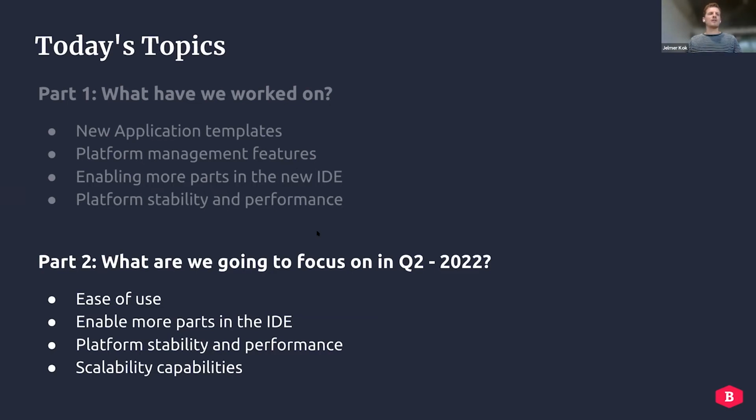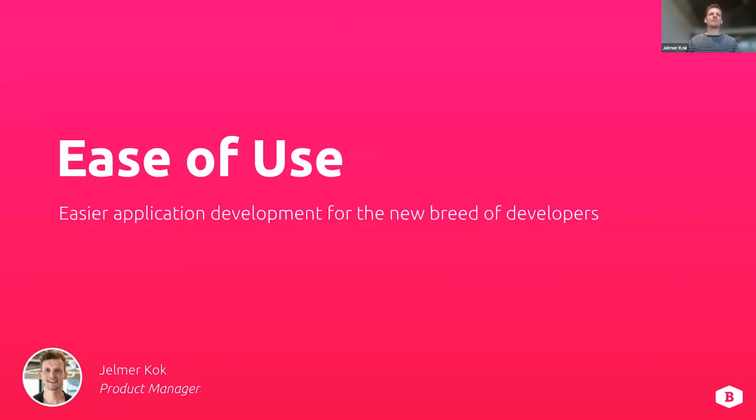Yes, thanks, Odin. So what we will be focusing on in Q2 is ease of use. So easier application development for the new breed of developers, which we rather call citizen developers. So ease of use is a vital element in our vision within citizen development, because we want to enable a new breed of developer to develop apps. So you have to offer a certain level of usability, so easiness, in the platform.